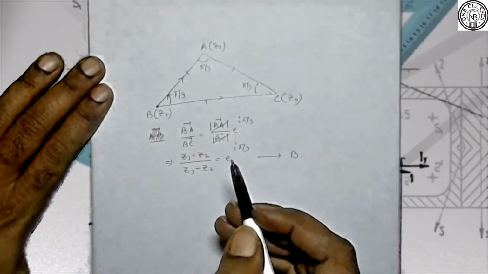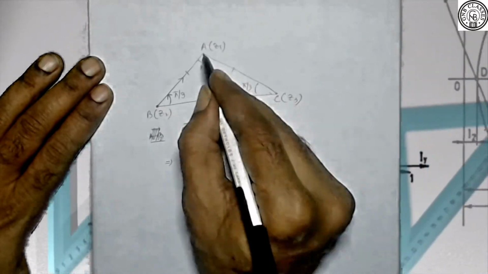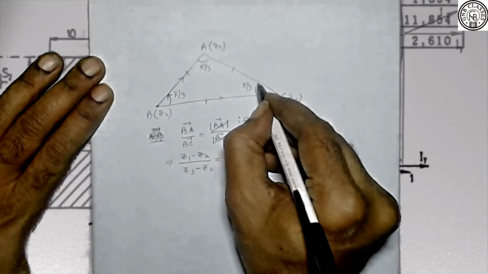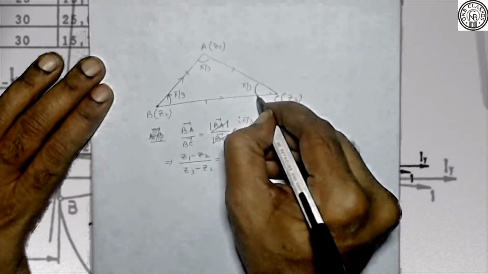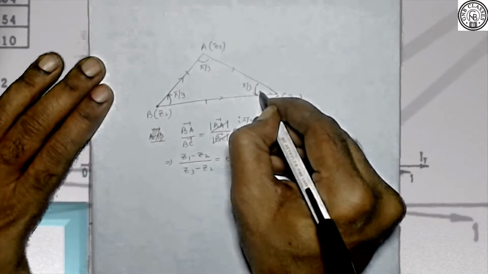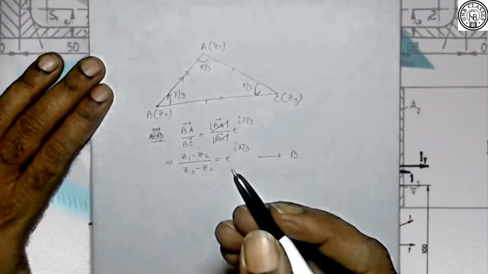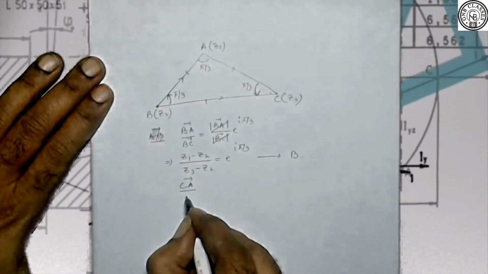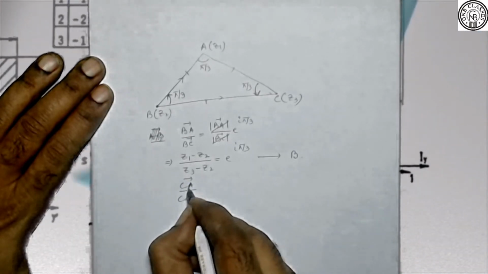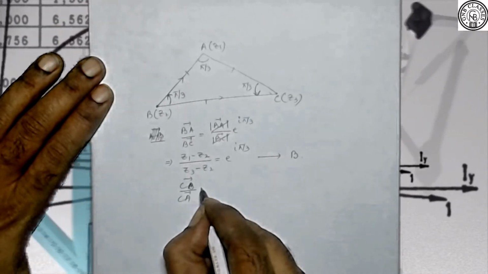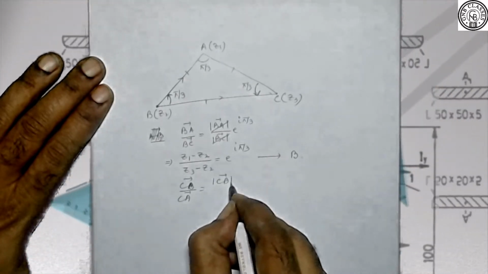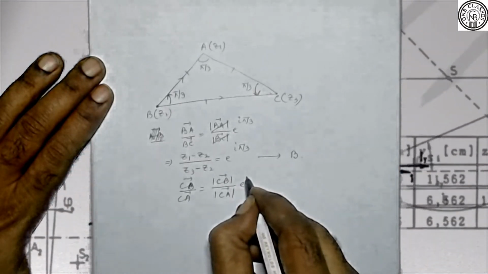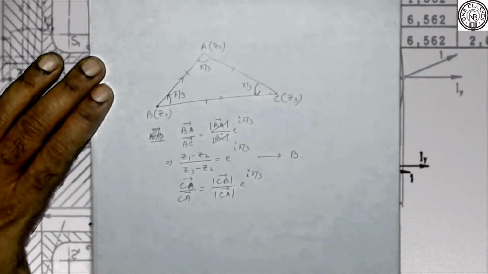Now let us apply the rotation theorem at point C. You can choose A also; it doesn't matter, you will get the same result. So at point C, if I measure the angle in the anti-clockwise direction, it will be in this direction, right? So at point C, what will you say? CB vector by CA vector equals mod of CB vector by mod of CA vector into e to the power iota pi by 3. Am I correct or not?